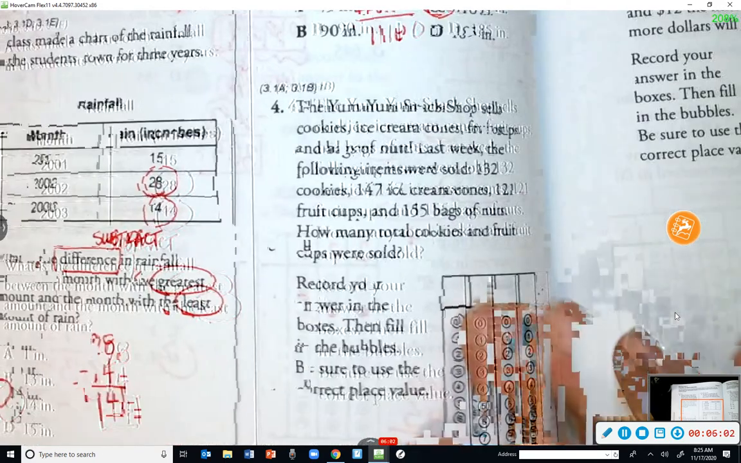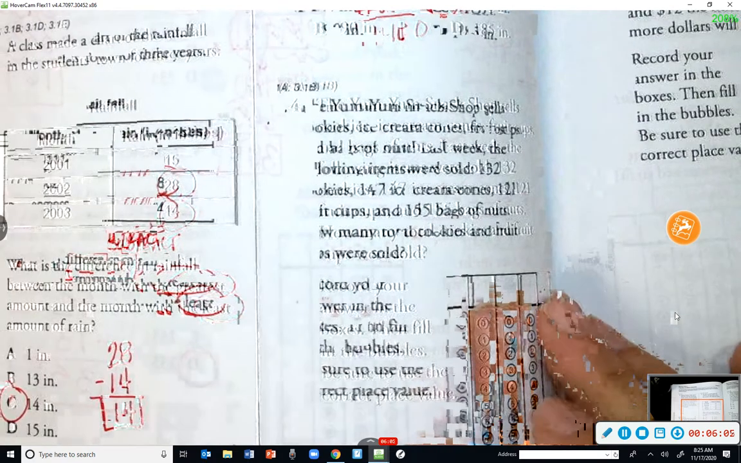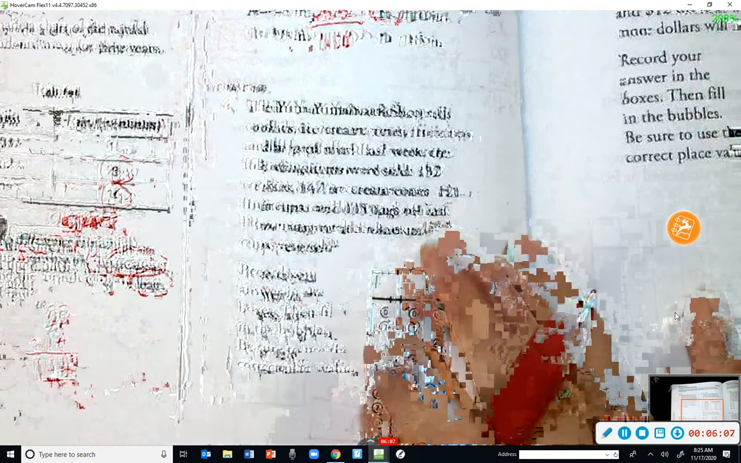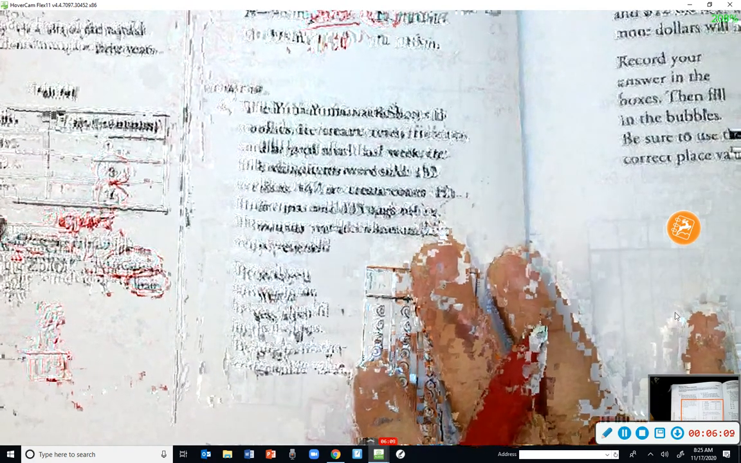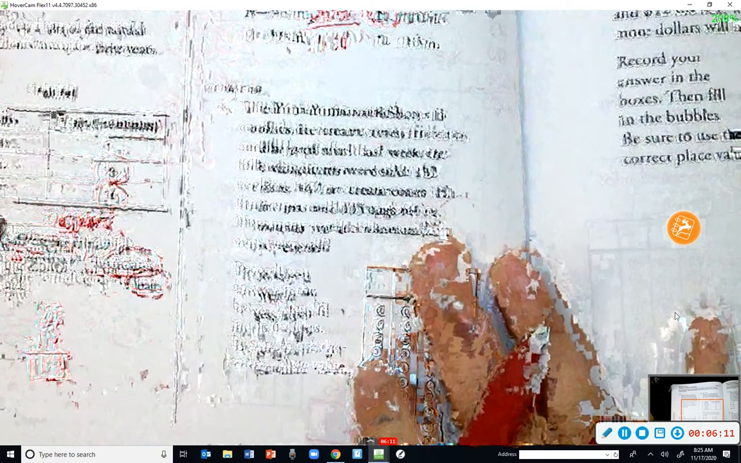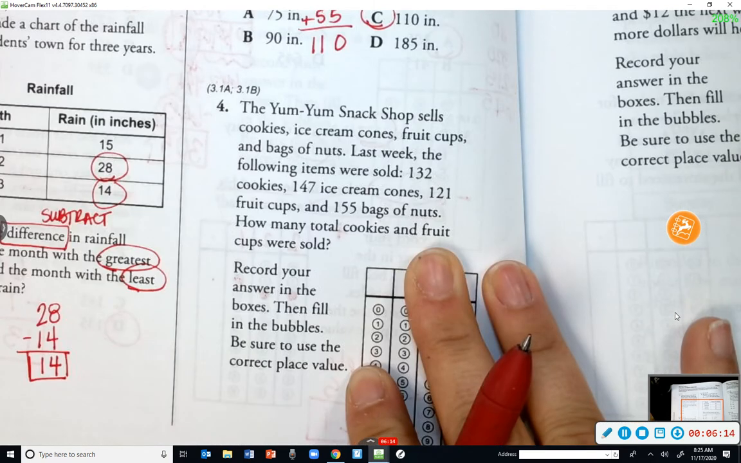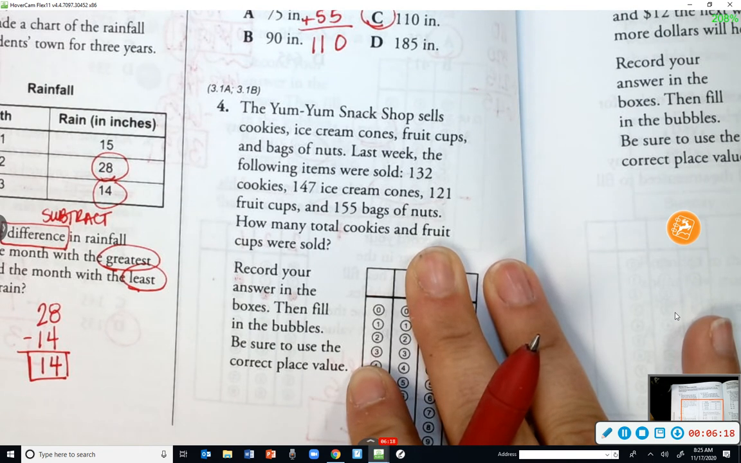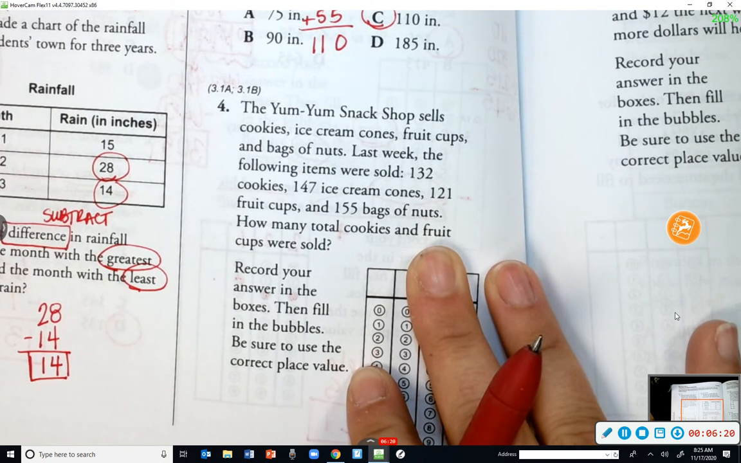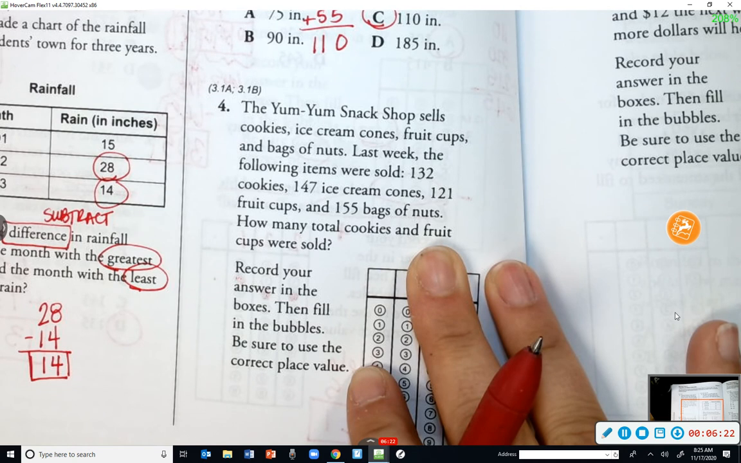Can I read it? Sure, Kelsey. Go ahead, read. The Yum Yum snack shop sells cookies, ice cream cones, fruit cups, and bags of nuts. Last week, the following were sold: 132 cookies, 147 ice cream cones, 121 fruit cups, and 155 bags of nuts. How many total cookies and fruit cups were sold?